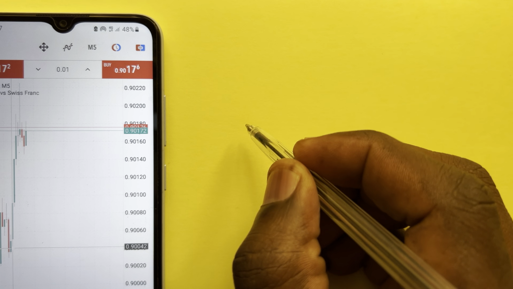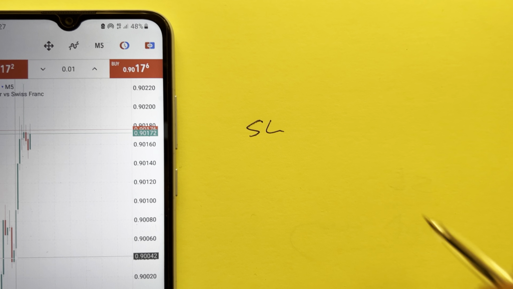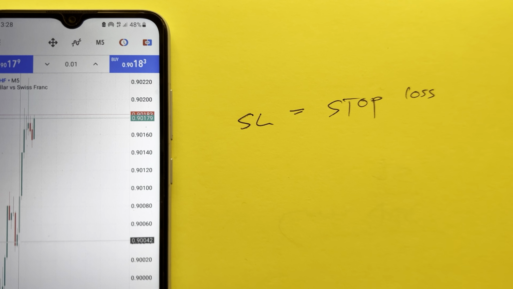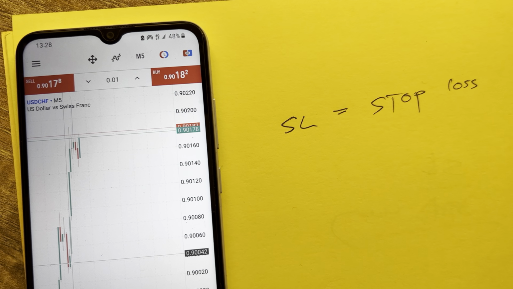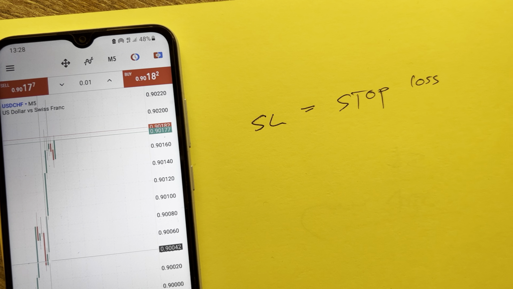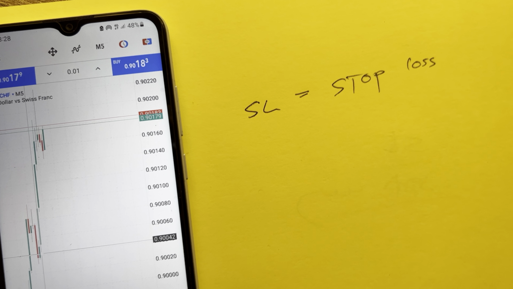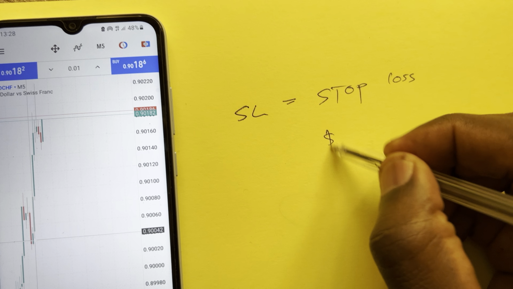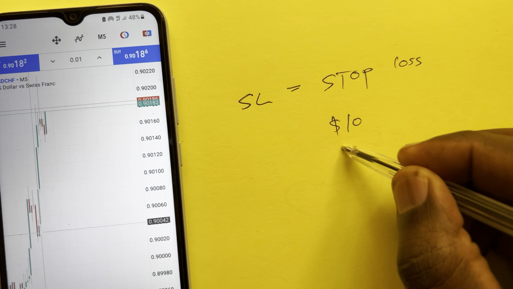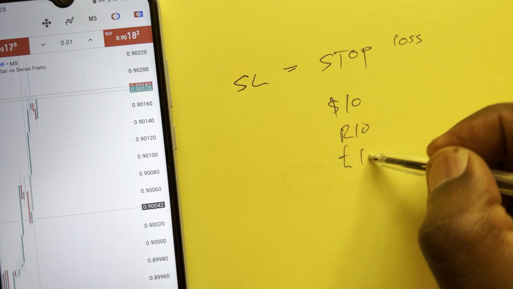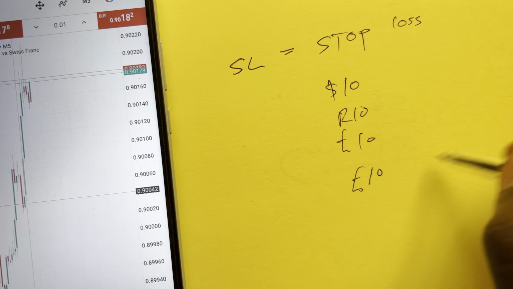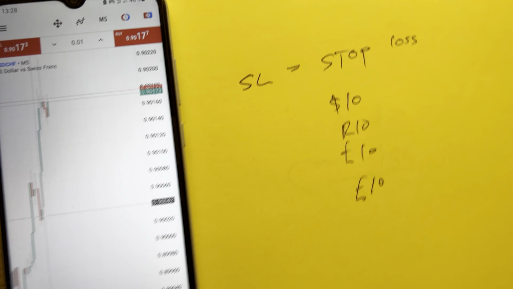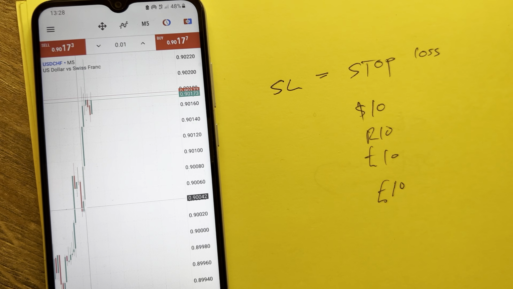Now I would love us to look at SL, which is stop loss. This is actually an automated price where we set and say, here I don't want to lose more than here, right? In this case, you have to determine how much money you are willing to risk, say $10, 10 rand, 10 pound, 10 euros. It depends, but here I'm not converting the currencies. I'm just treating them as the same.